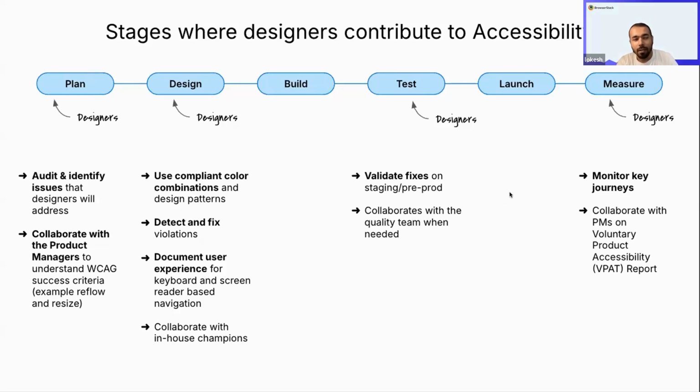And finally, once the product is tested, built and launched, we ensure that we don't add more problems into our system and continue to maintain the status quo. We monitor our key journeys, and at the same time, we produce a VPAT report so that we can share that with our customers who are keen on knowing the accessibility levels that we follow.